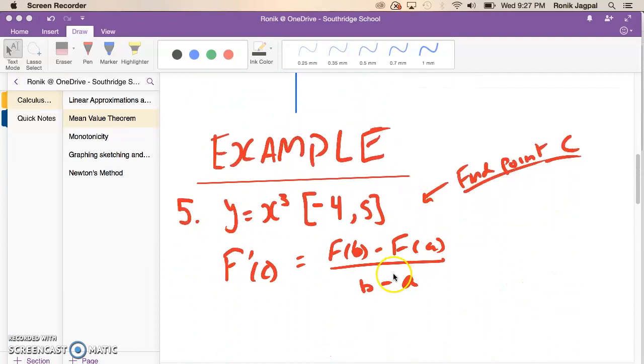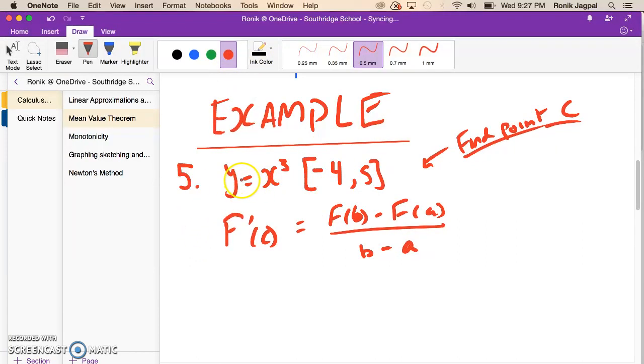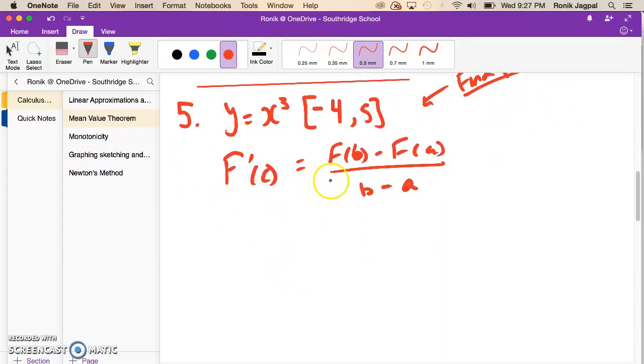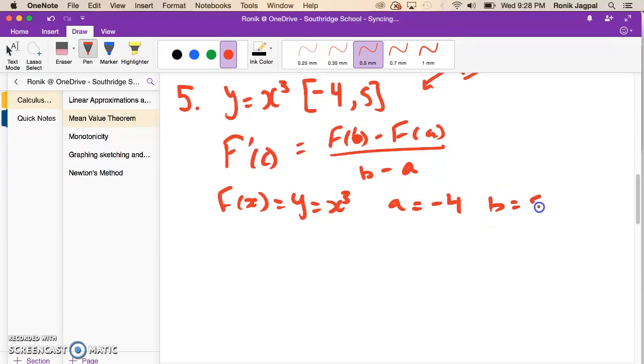A quick example of that is here. The question says our function is y equals x cubed, and it wants us to find point c in the interval between -4 and 5. We're going to use our equation to find our point c. Our function is x cubed, our point a is going to be -4, because it comes first, and our point b is going to be 5.